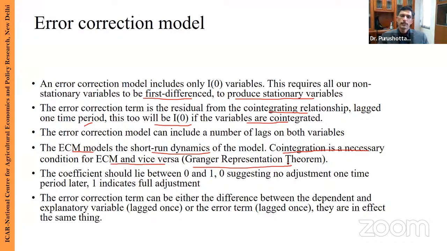And the coefficients should lie between 0 and 1. The alpha coefficient should lie between 0 and 1, 0 suggesting no adjustment in one time period, and 1 indicates full adjustment. So if this coefficient is larger, then adjustment is faster.